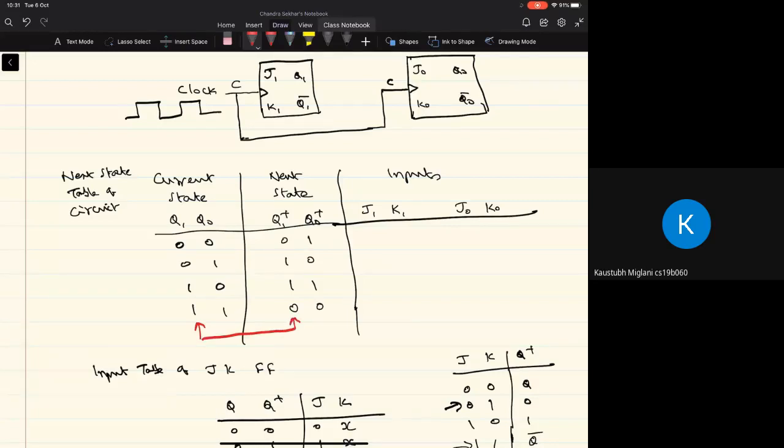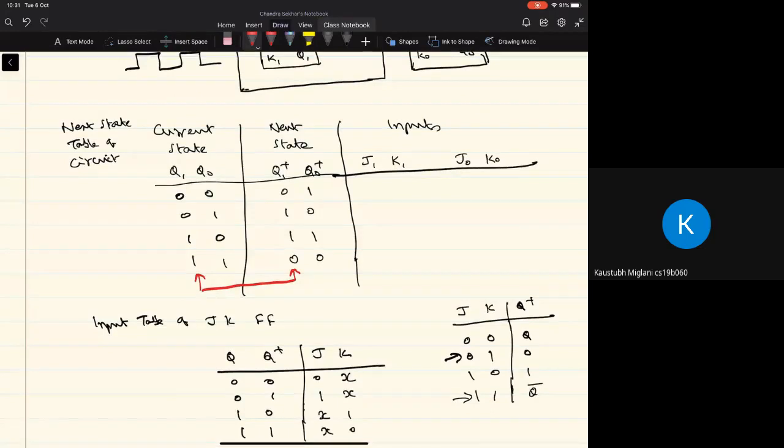So Q1 to Q1 plus, right? That's what I'm interested in. Now, what is the next state table here? Q1 wants to be 0 and Q1 plus has to be 0, right? So what values of J1 and K1 will give me that? So it's 0, 0. So it will be 0, x, right? What is the next entry here? 0, 1, right? So 0, 1 is 1x. The next one is 1, 1. 1, 1 is x0, right? The next one is 1, 0. It is x1, right?